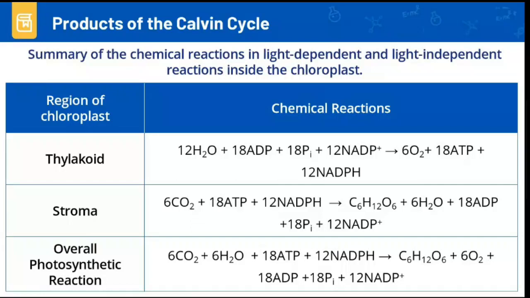Ito yung nagiging chemical reaction natin and with the produced natin na mga byproduct. So, the thylakoid, in your light-dependent reaction, kung kanina, gumamit tayo ng 12 molecules of water plus your 18 ADP plus 18 inorganic phosphate plus 12 NADP will give us your 6 molecules of oxygen plus 18 ATP and your 12 NADPH. Remember, yung oxygen ninyo, yan yung nare-release dun sa environment natin or ginagamit din ng plants natin for respiration. And your 18 ATP and 12 NADPH dun sa light-dependent reaction ninyo, yan naman yung gagamitin natin for the light-independent reaction.